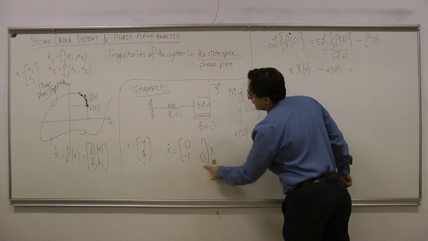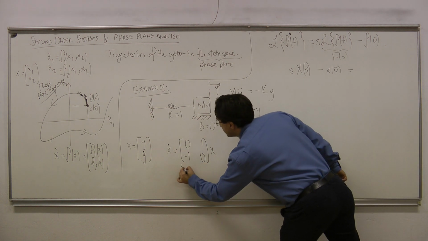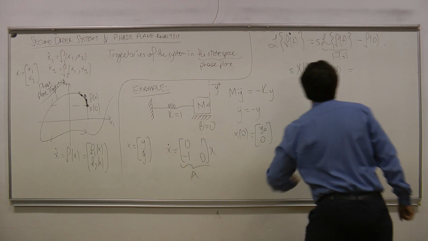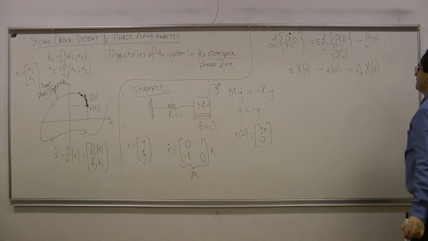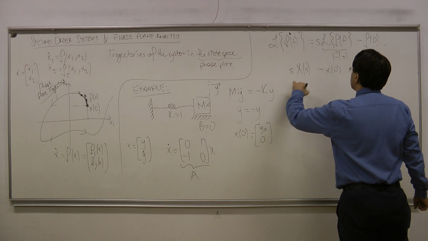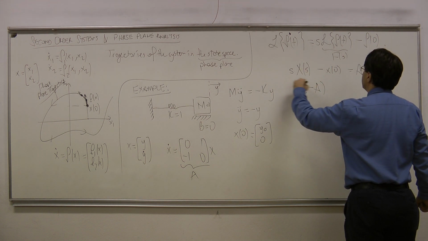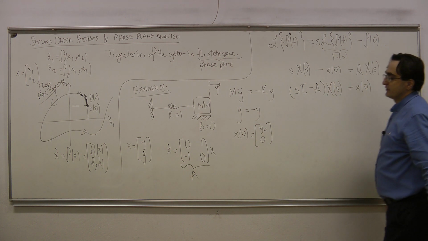would commute with linear transformations like this. So I will call this matrix A, and that is going to be A times X of s. Okay? I will take this AX to the other side. So I would have sI minus A times capital X of s equal to x0.